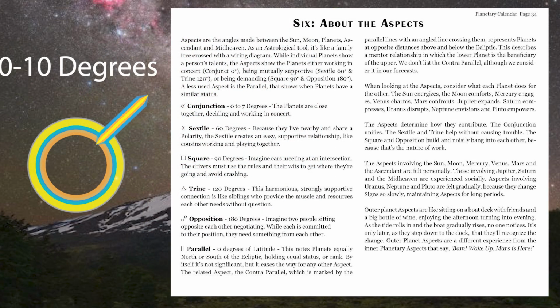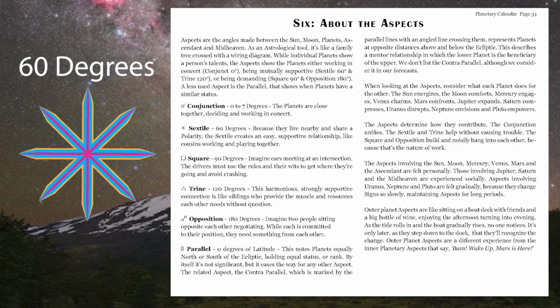Section 6. About the aspects. Aspects are the angles made between the celestial bodies. Planets can also form aspects to the chart angles: ascendant, descendant, midheaven, and IC. While planets show a person's talents, the aspects show how the bodies and those talents are working together or not. The conjunction is 0 to 7 degrees. The planets are close together, deciding and working in concert.